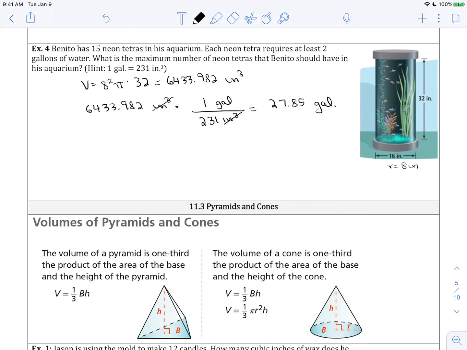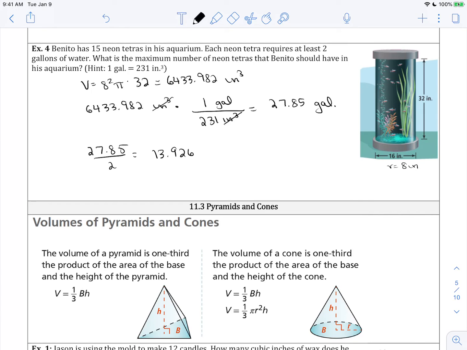Now each neon tetra needs at least 2 gallons of water. So we're going to divide this in half to figure out how many neon tetras he should have. And we get 13.926.